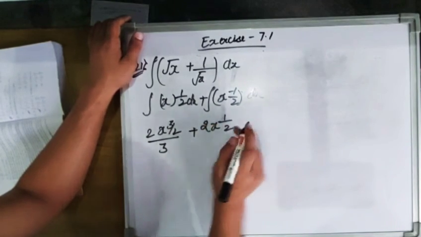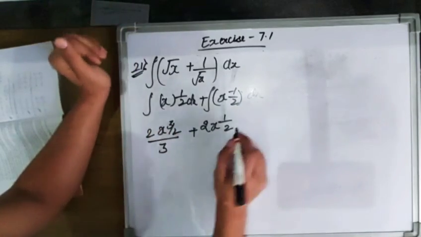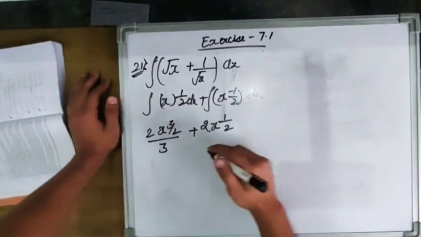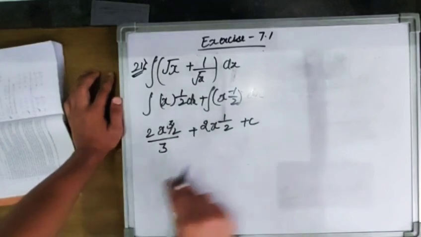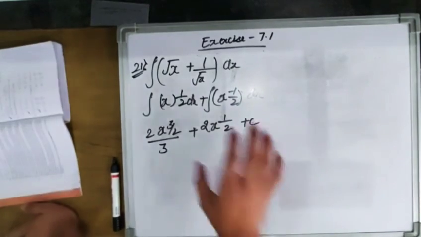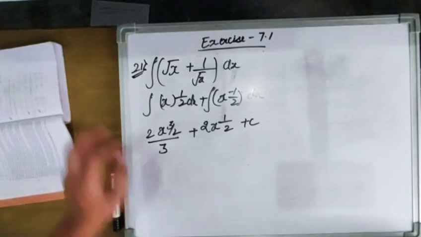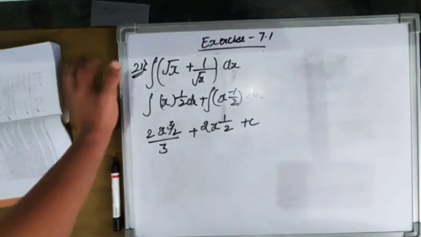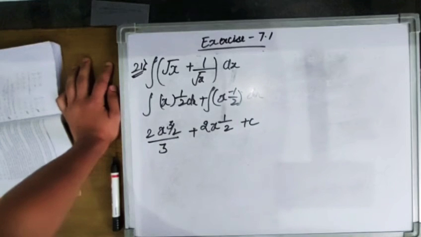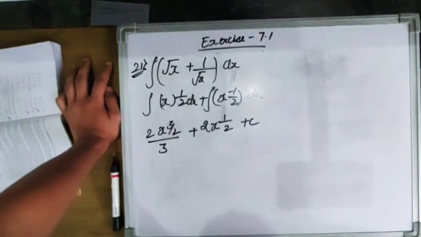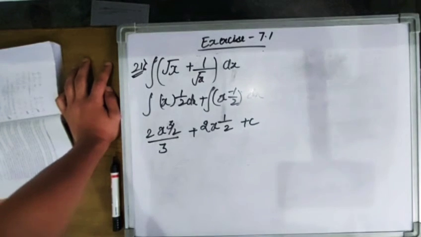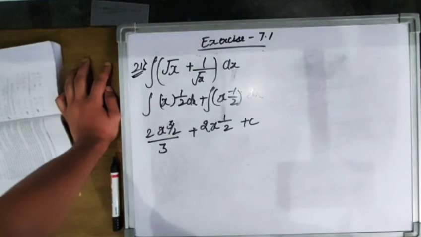So this is the integration of the 21st question. This question is very easy. What I have done is simply open the brackets and write root x as x to the power 1 by 2. Moving ahead to the 22nd question. Pause the video, note it down.